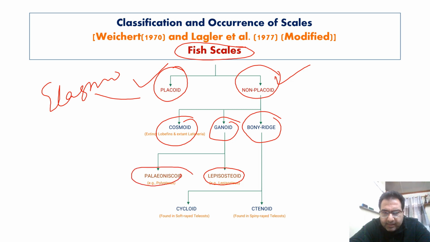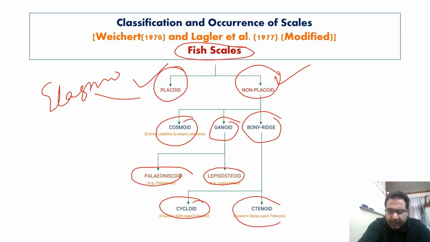Paleoniscoid ganoid scales are present in Polypterus, whereas lepisosteid scales are present in Lepisosteus. So ganoid scales are of two types: paleoniscoid, the characteristic feature of Polypterus, and lepisosteid, which are present in Lepisosteus. Then the bony ridge scales are further divided into two, that is cycloid and ctenoid scales.